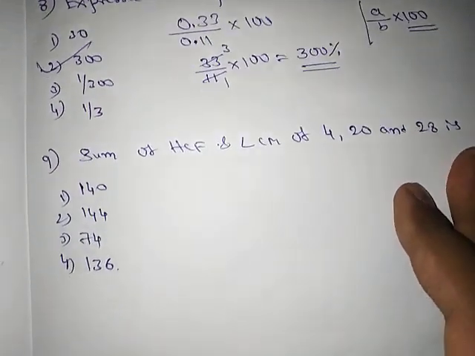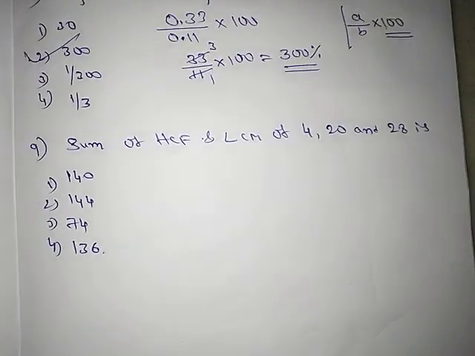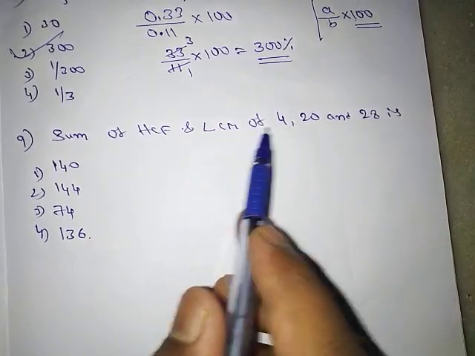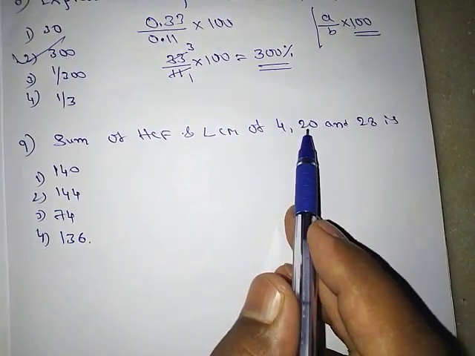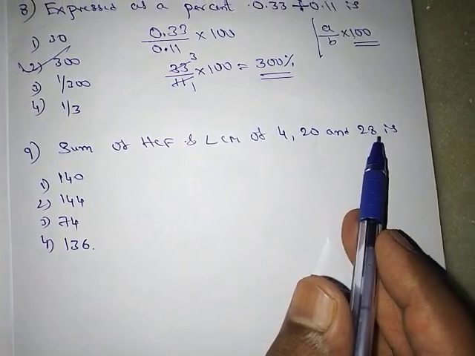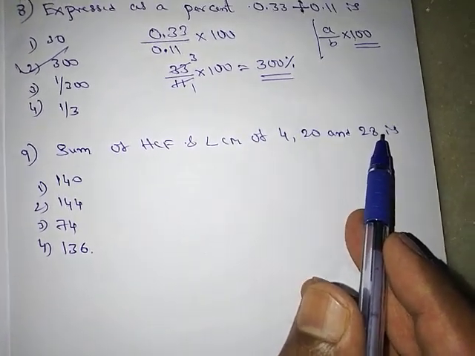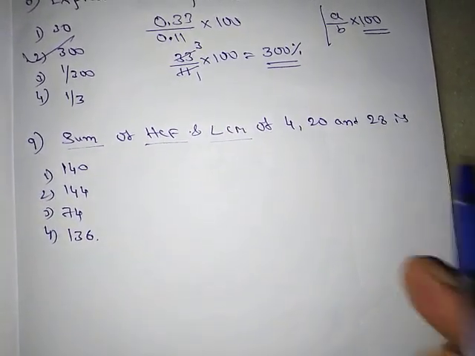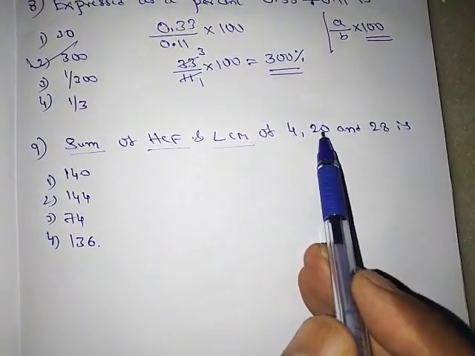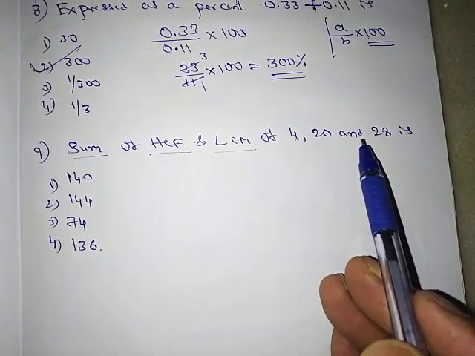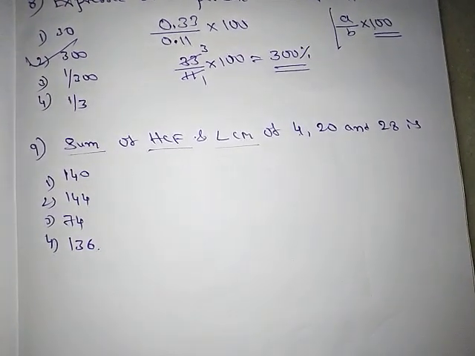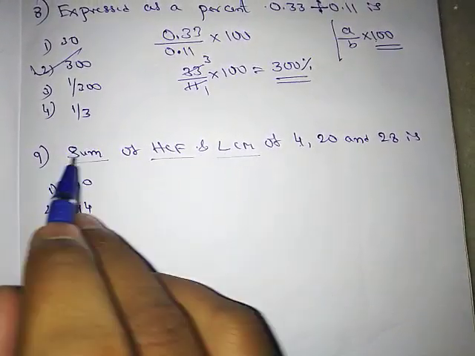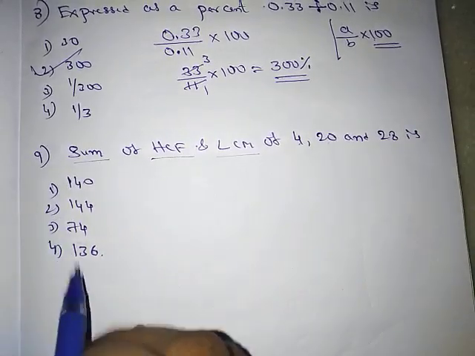Go to the next one, and it is very easy. Find the HCF and LCM of 4, 20 and 28. We need to find HCF and LCM, then the sum, right? 4, 20 and 28. I will solve this, not giving you any homework. Now you have to find first the HCF and then the LCM, then add those two and you will get the answer among these.